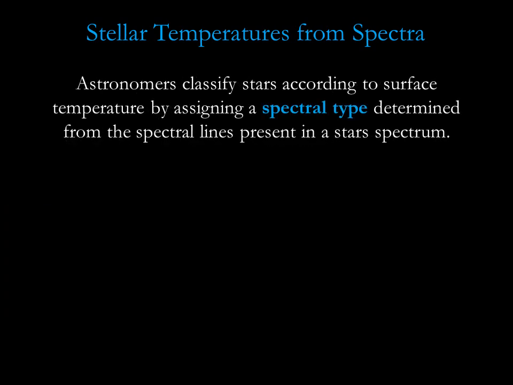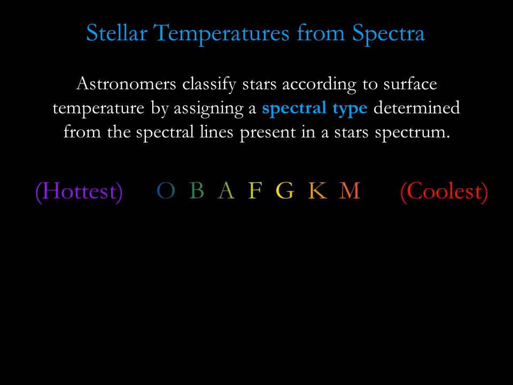We classify stars according to surface temperature by assigning a spectral type determined from the spectral lines present. The hottest stars with the bluest colors are called spectral type O. The next hottest stars are spectral type B, the next hottest are A, followed by F, G, K, and M, with spectral type M being the coolest on this scale. There are several mnemonics for remembering spectral types, and here is one of them.